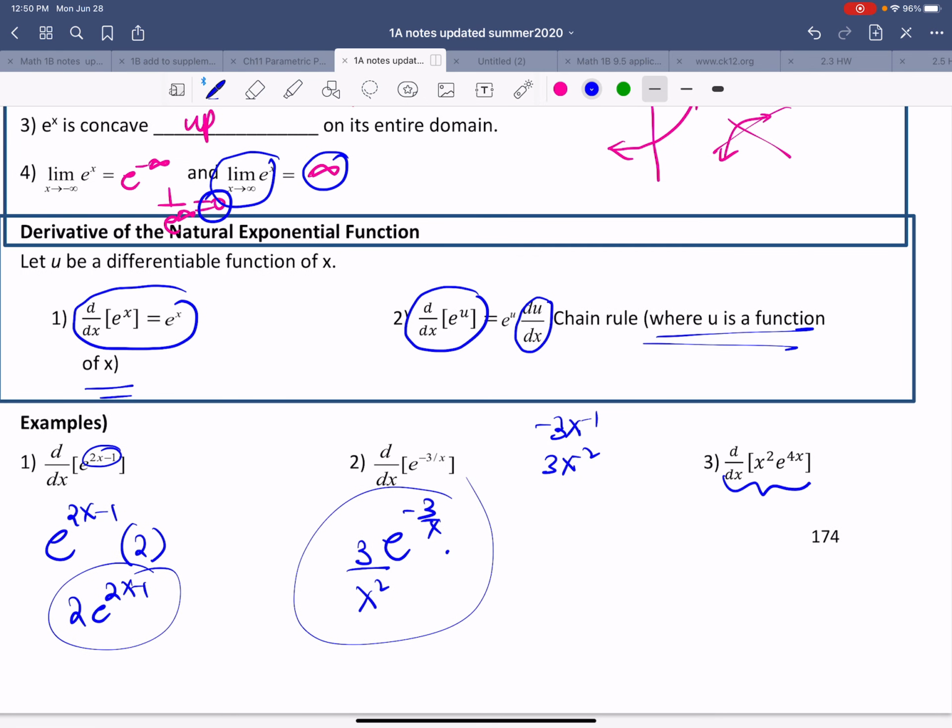Again, now we have a product rule, and we'll also have to use the chain rule. So the derivative is going to equal x squared times the derivative of e to the power 4x, multiplied by 4 because of the chain rule, plus e to the power 4x times 2x, the derivative of x squared. So 4x squared e to the power 4x plus 2x e to the power 4x.